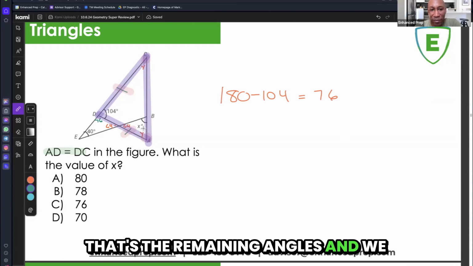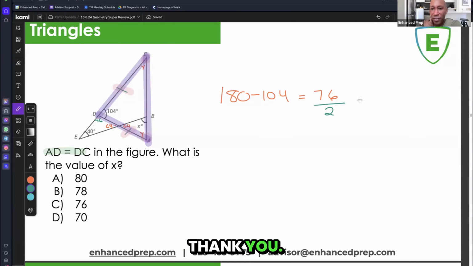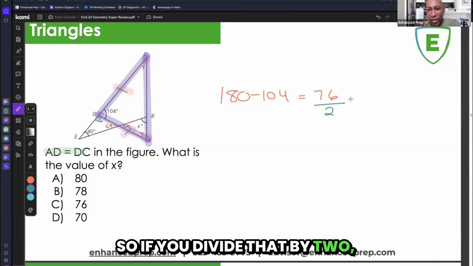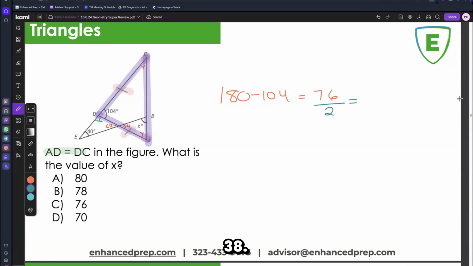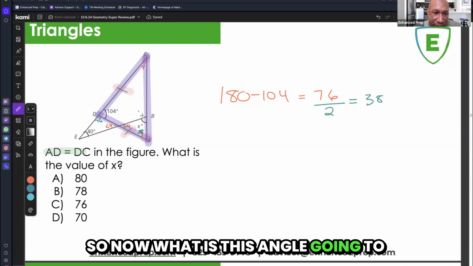That's the remaining angles. And we have 2 of those, so we can just divide by 2. Right, so if we divide that by 2, that's going to give us what y is. So what is 76 divided by 2? 38. Okay, so now we know that this is 38. So now what is this angle going to be here?